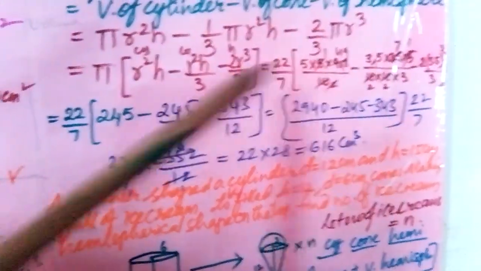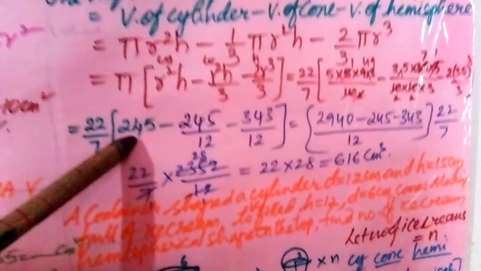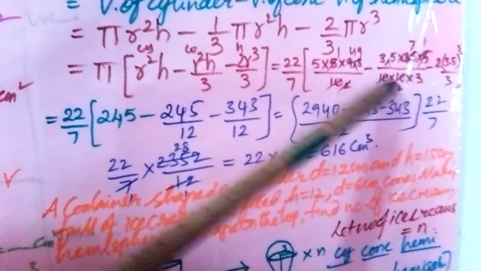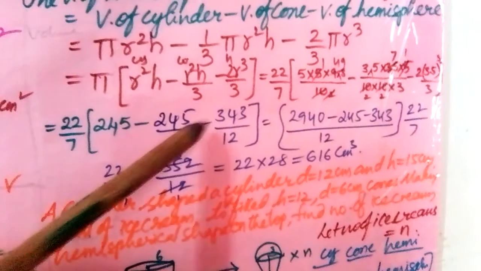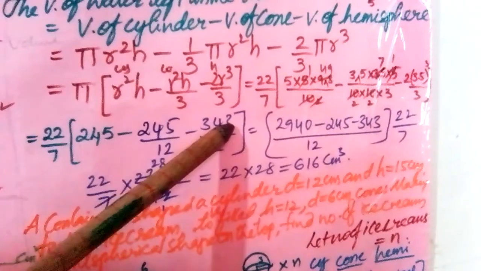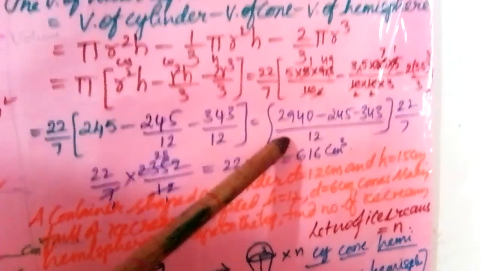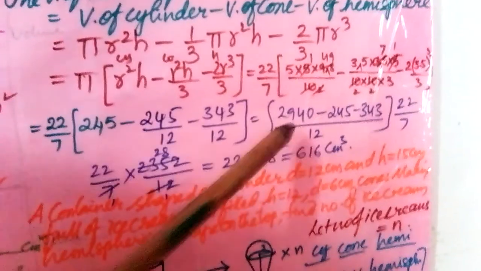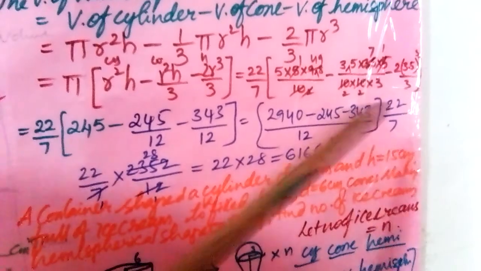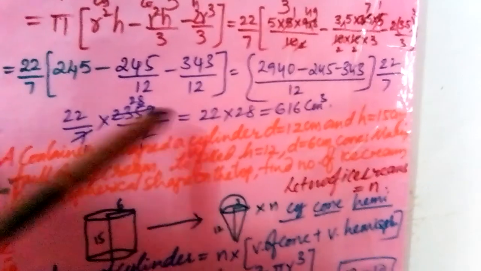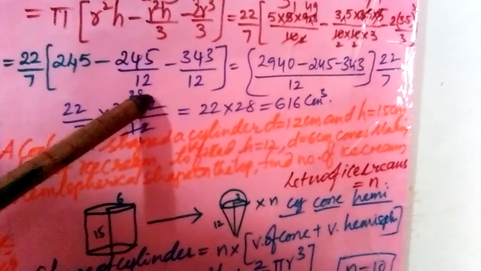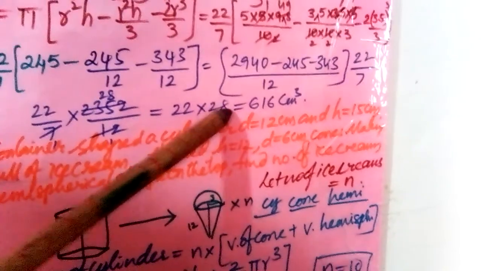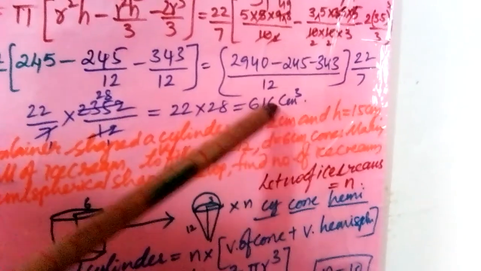Now the simplification, 22 by 7. Some terms are common, cancel them, then the product of the remaining terms is 245 minus, the same done in the second term, 245 by 12, minus, here the multiplication is 343 by 12. Now you can take 12 as the common LCM, 12 into 245 is 2940, minus these values. When we subtract them, 22 by 7 into 2352 by 12. After simplification of these fractions, 22 into 28 is remaining. The multiplication is 616 centimeter cube.